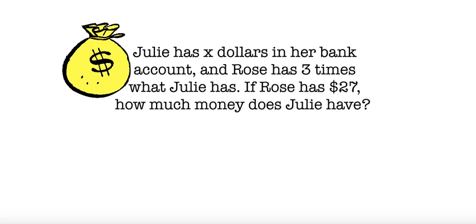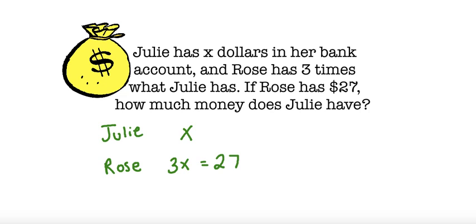Julie has x dollars in her bank account, and Rose has 3 times what Julie has. If Rose has $27, how much money does Julie have? So Julie starts off with x dollars in her bank account. So I'm just going to write x. And Rose has 3 times what Julie has. So this is what Julie has. And Rose has 3 times what Julie has, and she has $27.